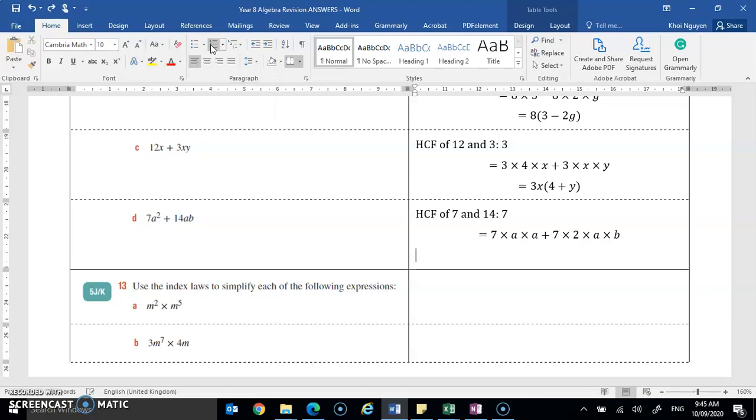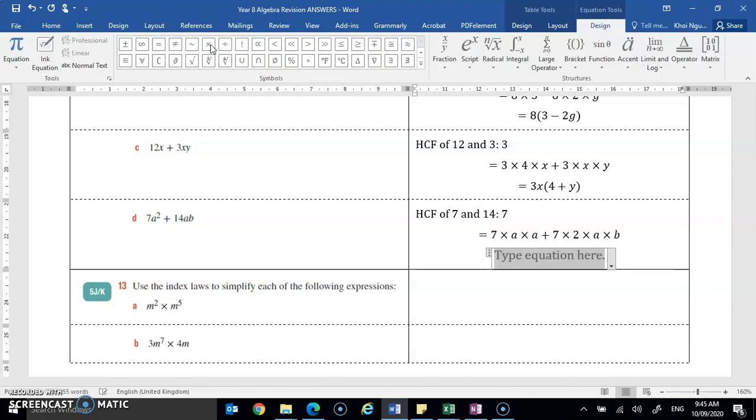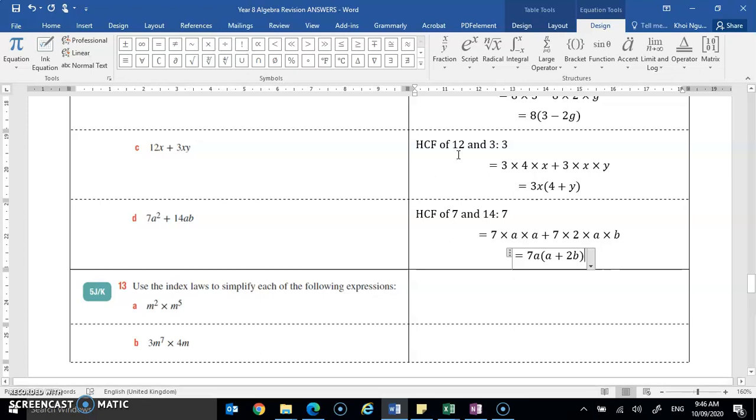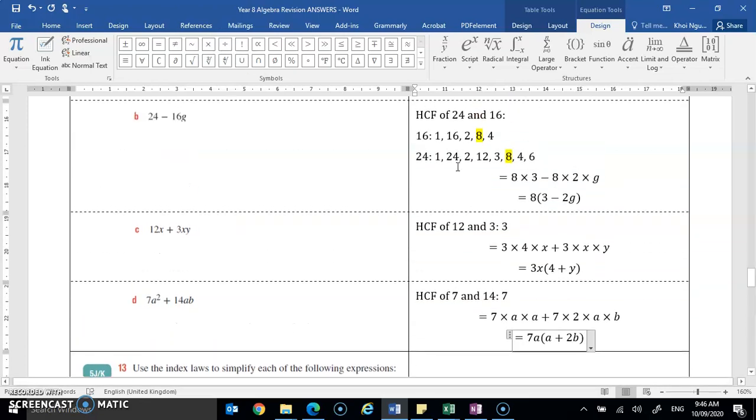So this time we can see that they both got 7 and they both got a. So I'm going to take one of the a out from the first one. That's going to give me 1 left for the first term. And for the second term, I still have the 2 and the letter b. So we have 7a bracket a plus 2b. Okay? So this is our answer for question 11.